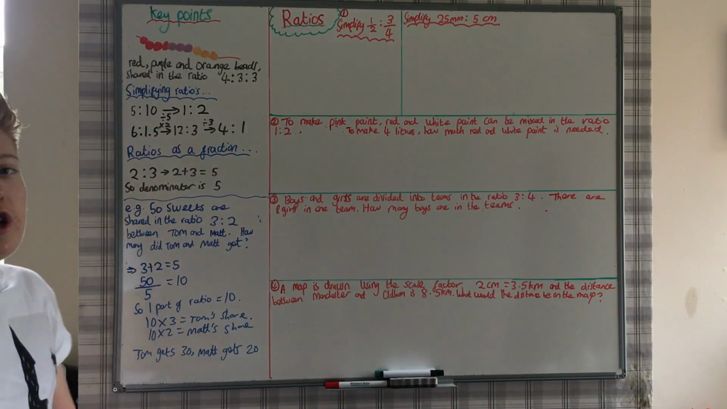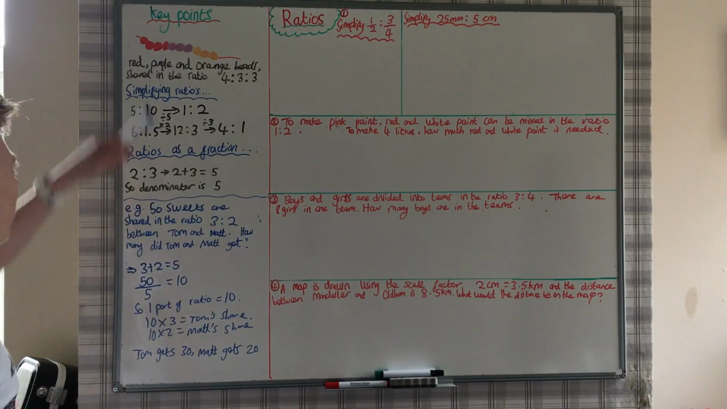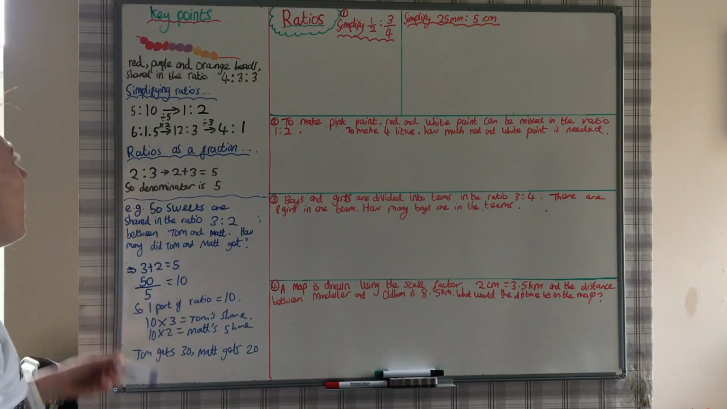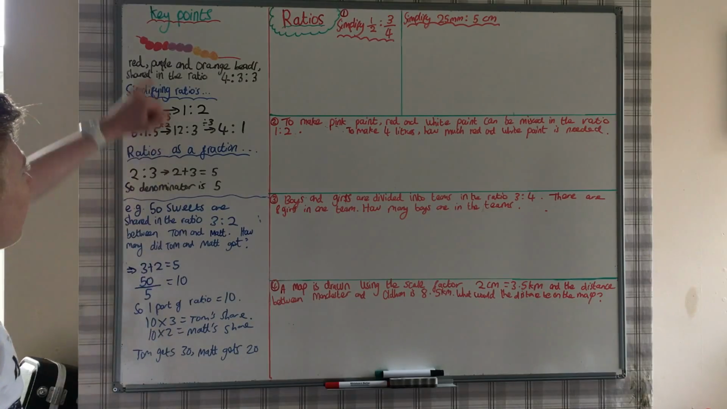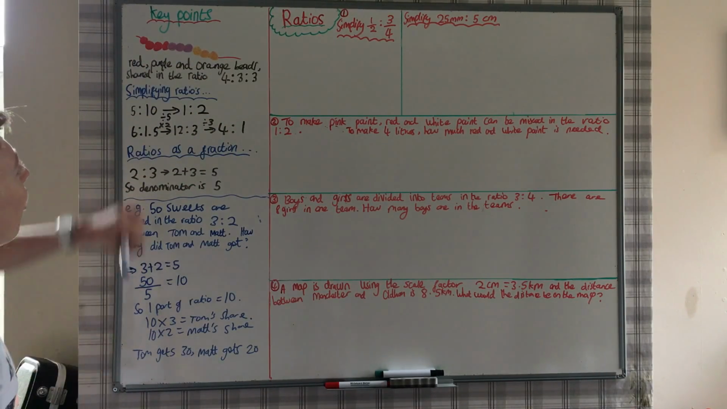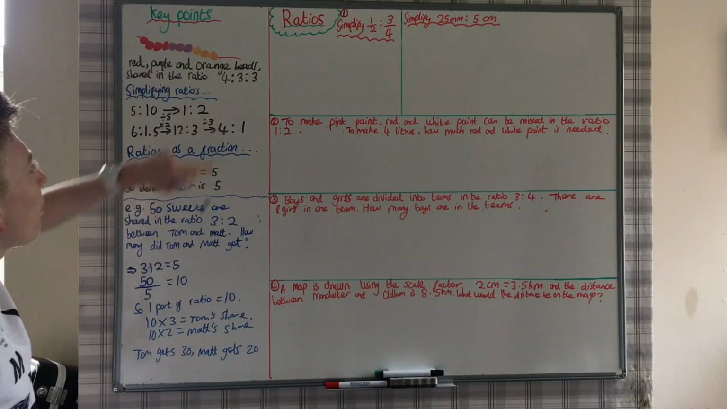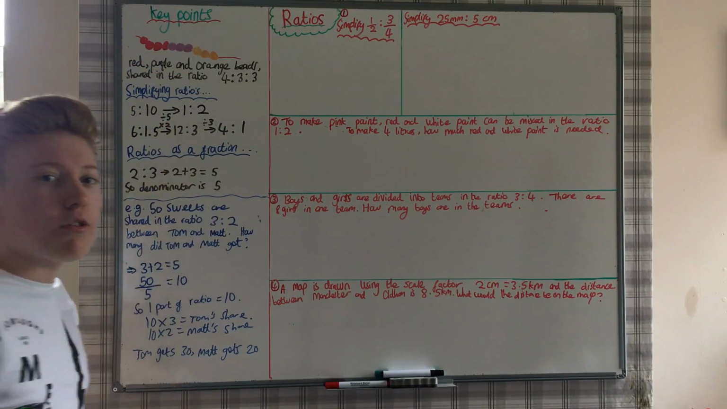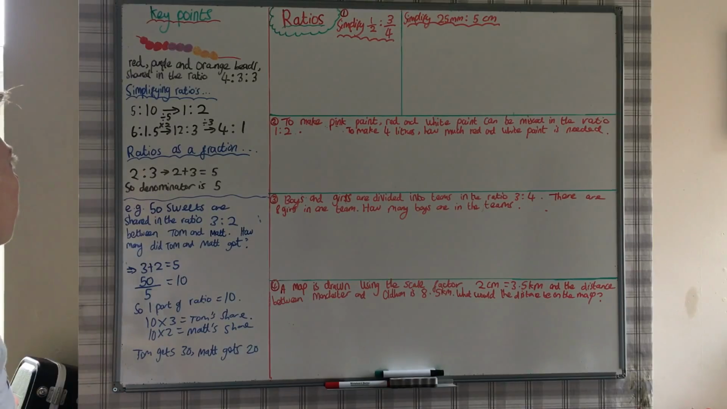So the key points are going to show how that works. Red, purple and orange beads shared in the ratio 4 to 3 to 3. And you can see this with the diagram. 4 red, 3 purple and 3 orange. Now the order we write the words corresponds to the order that the ratio is written in. So that's something important that we should know.